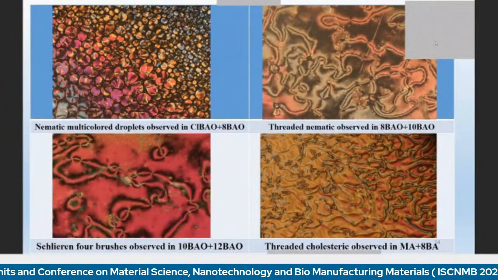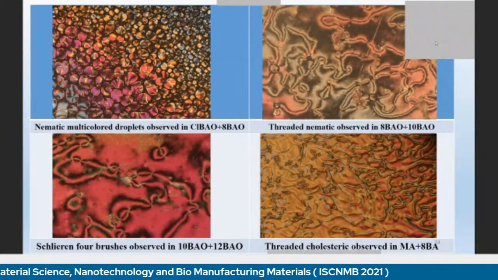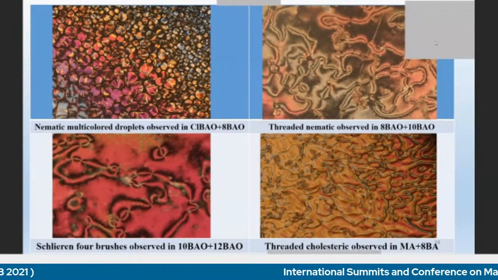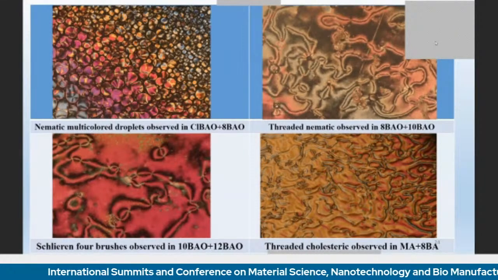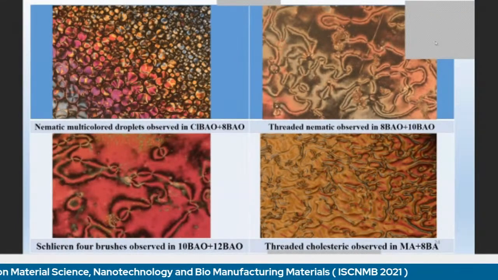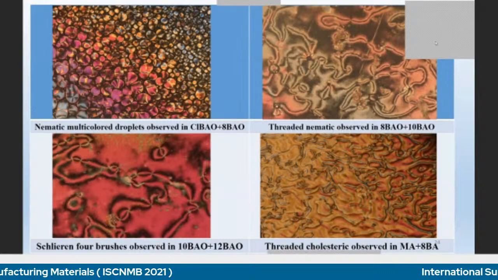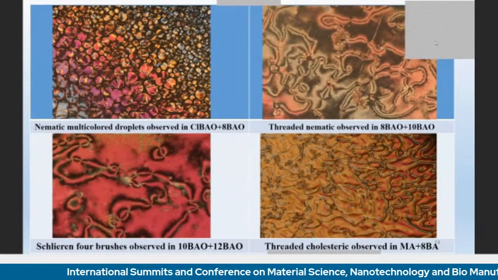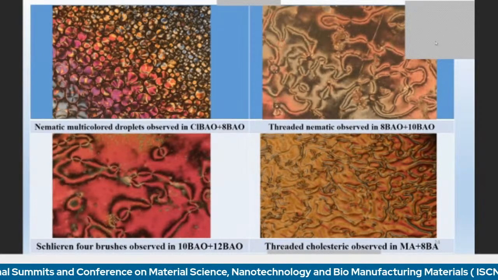So these are the intermediate phases exhibited by different complexes formed between the benzoic acids. Nematic multicolor droplets are observed in chlorobenzoic acid and octyl benzoic acid. Threaded, as I told you, is called nematic, with thread-like textures, and you can see threaded textures observed in octyl benzoic acid and decyl benzoic acid. In the Schlieren four brushes, you can see textures exhibiting a swastika-like pattern. And threaded cholesteric is observed in malic acid and 8 benzoic acid. This is not a recording for benzoic acid, but I have shown it intentionally as a cholesteric, a ferroelectric phase exhibited by the ferroelectric liquid crystalline complex.